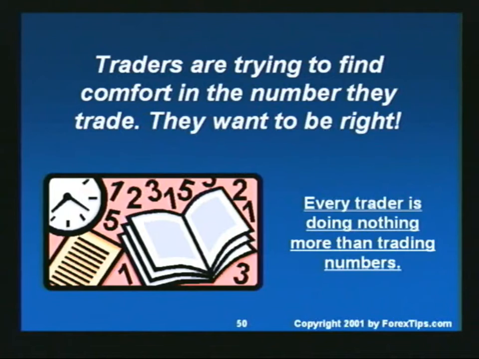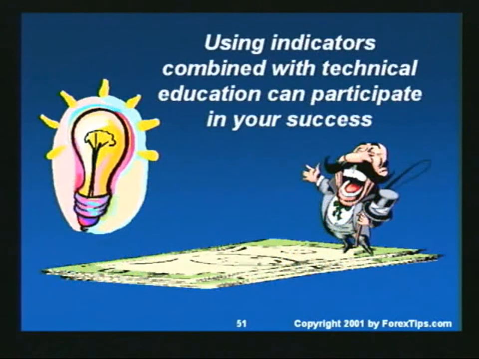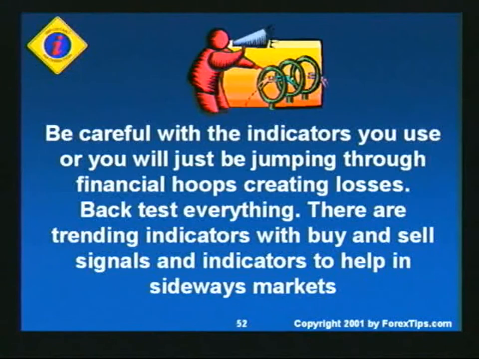We're getting in at 103 Japanese yen traded against the US dollar. That is a number. Either way, we have to pick a number when we enter the market. And when we pick a number to enter the market, we want to find comfort in that number. We want to be right. Using indicators combined with education can participate in your success. Be careful with the indicators you use, or you will just be jumping through financial hoops, creating losses.